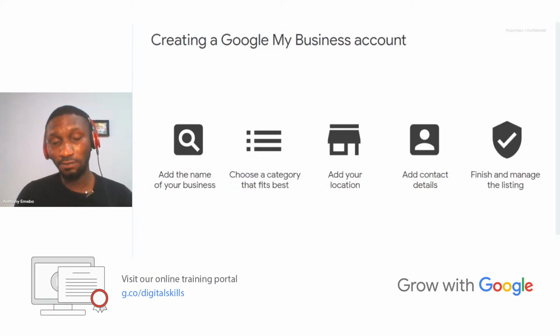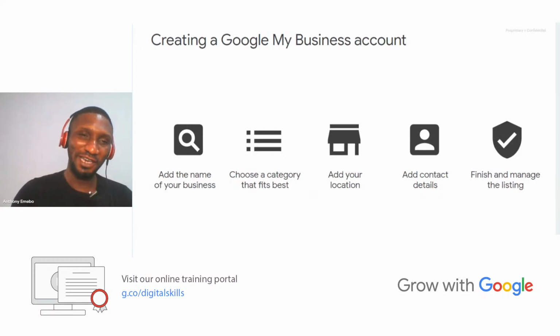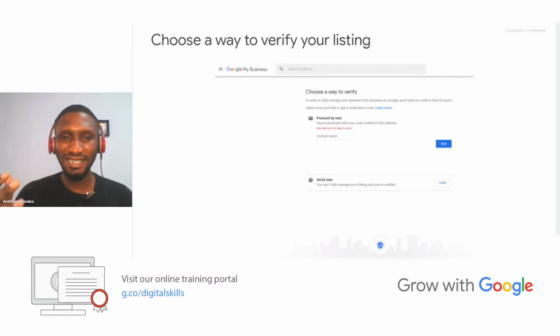But if you've signed up on Google My Business, or you have your business listed or a business profile on Google My Business already, hold on, we've still got you covered. I'm still going to be sharing best practices on how you can make the most of this tool to achieve what you want to achieve online. So 5 easy steps: add your business name, choose a category, add your location, contact details, and then of course you're finishing and managing the listing.